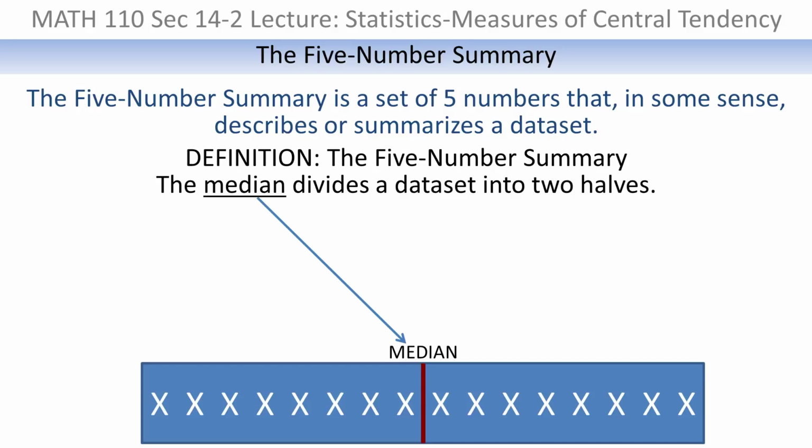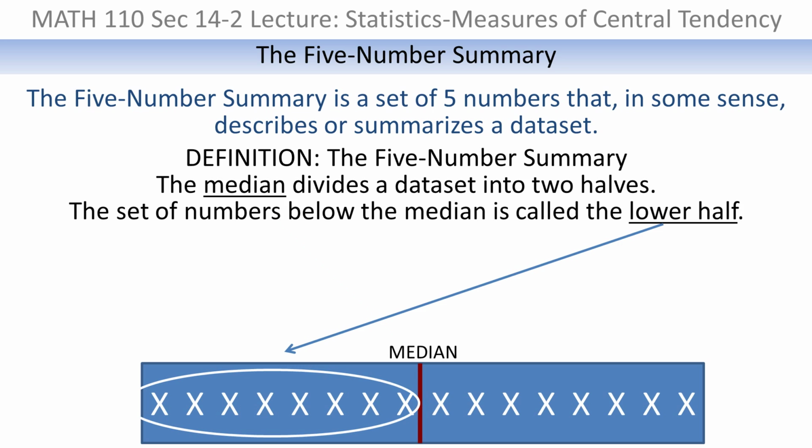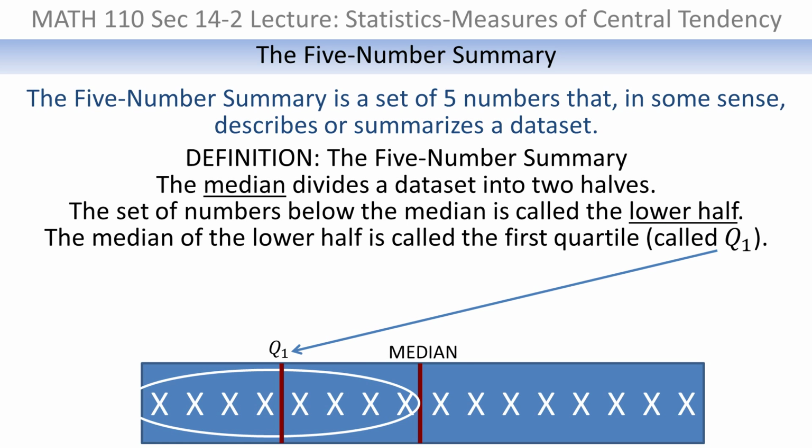If we take a set of data and cut it right down the middle, we have the median. The median essentially divides the data into 2 halves. There's a lower half. Those are the data points below the median. Then you can take the lower half and find its median. So if you just look at the lower half of the data as a complete data set in and of itself, then you can find the median of the lower half, and we call that Q sub 1. Q for quartile. That's really the first quartile of the data.